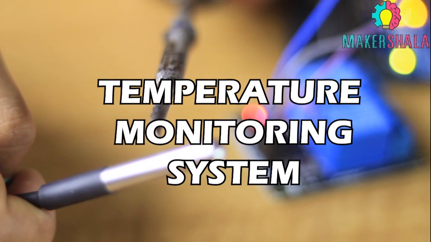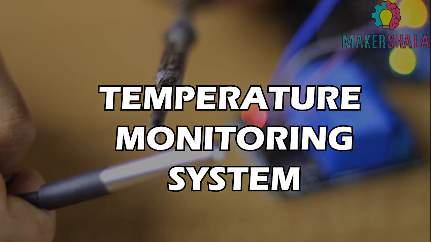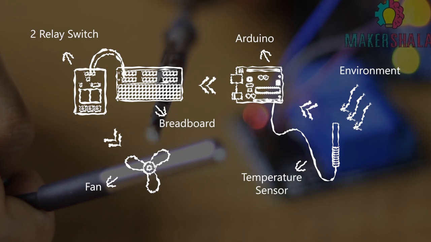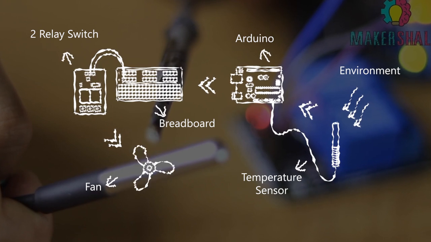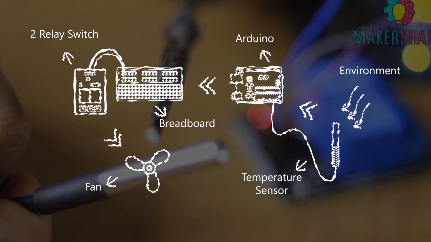In this experiment, we will make a temperature monitoring system which will generate a warning sign as soon as the temperature goes above or below the level set. Later, we will improvise the same to automated.